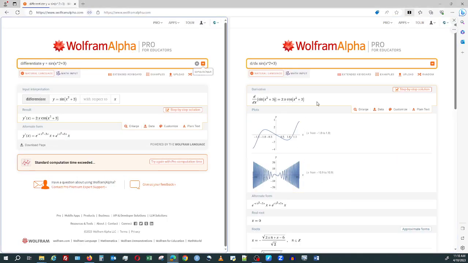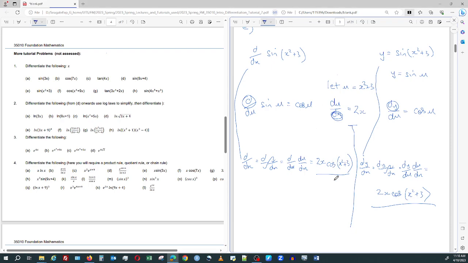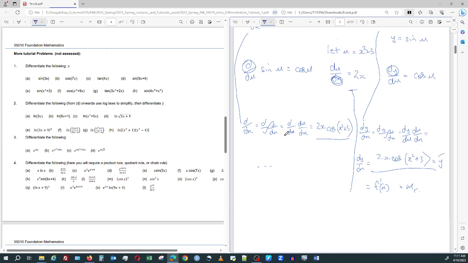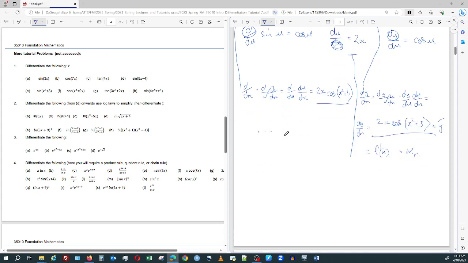2x cos, so y dash, dy dx, equals y dash, or f dash of x, however you want to express it. Any of those things apply here as well. So whether it's an expression or an equation, I guess that's the interesting part.